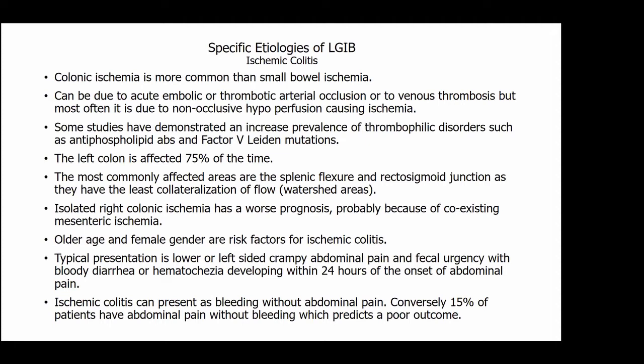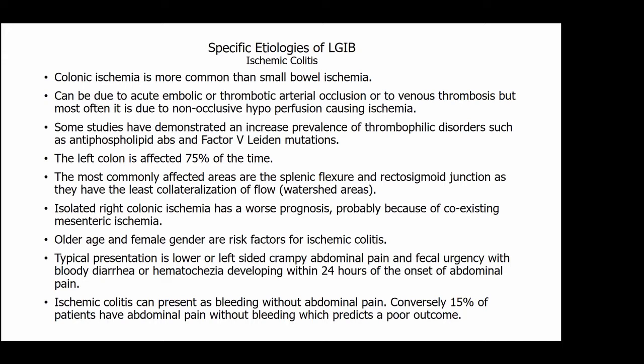Some studies have demonstrated an increased prevalence of thrombophilic disorders, such as the antiphospholipid syndrome and factor V Leiden mutations. The left colon is affected 75% of the time, and the most commonly affected areas in the left colon are the splenic flexure and the rectosigmoid junction, the so-called watershed areas, as they have the least collateralization of flow. Isolated right colonic ischemia has a worse prognosis, probably because of coexisting mesenteric or small bowel ischemia.